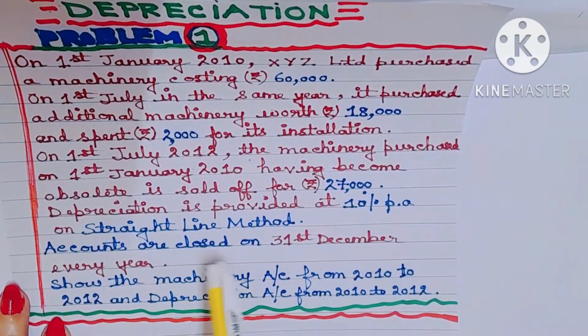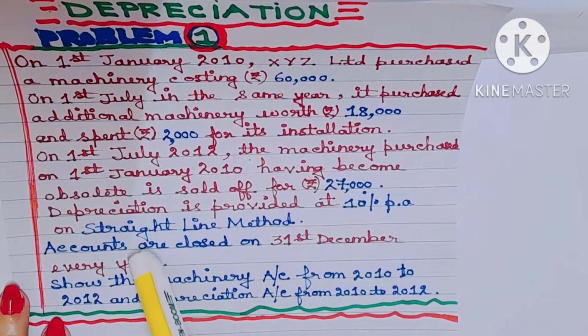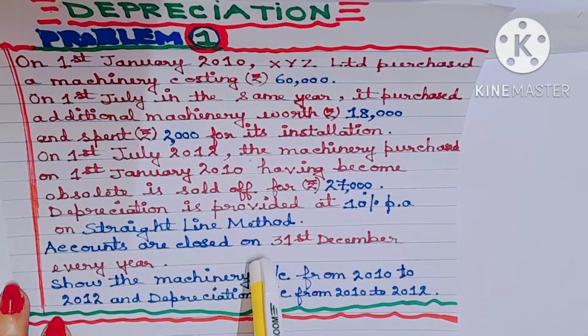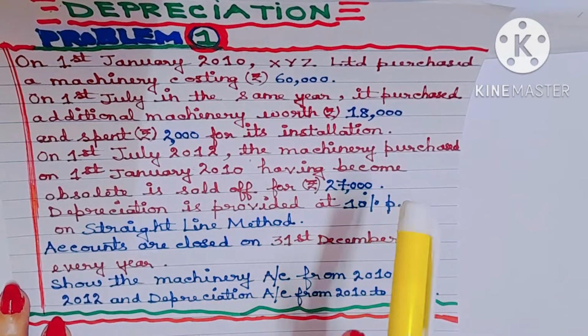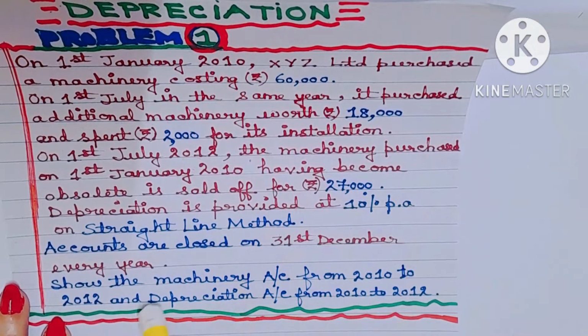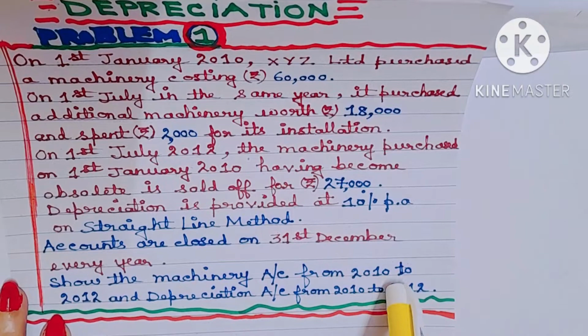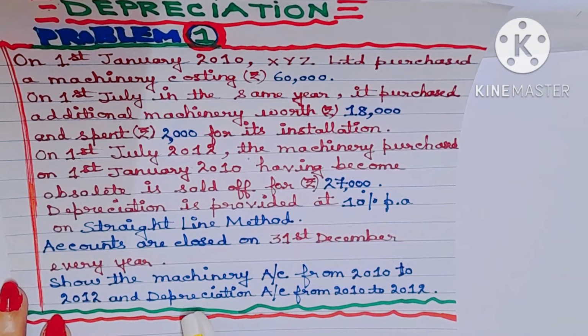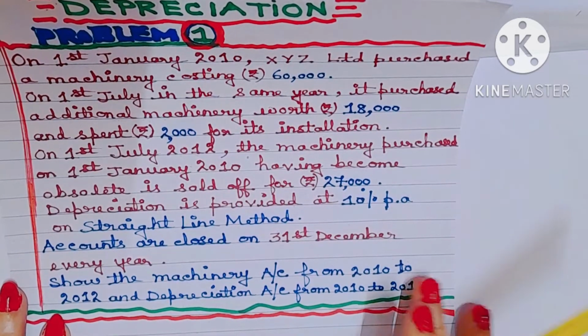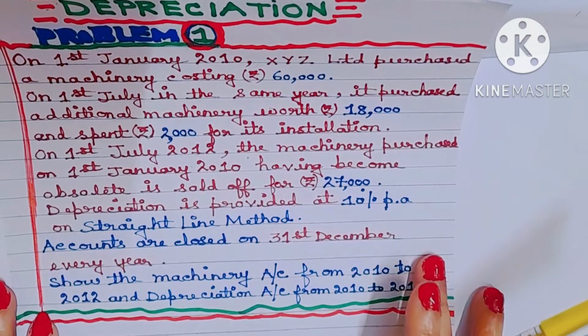Okay? Please remember we are preparing asset account under straight line method because it's given. Accounts are closed on 31st December every year. So, depreciation has to be charged on 31st December every year. And we have to show the machinery account for 3 years: 2010, 2011 and 2012, as well as depreciation account for 3 years, 2010 to 2012. So, let's start preparing the machinery account first.